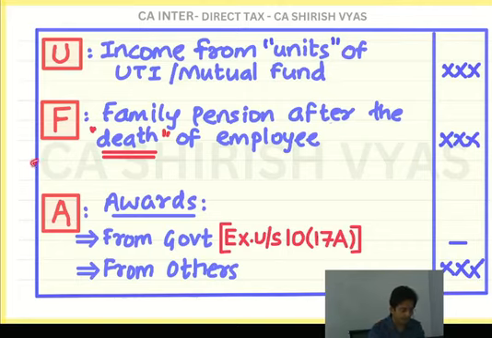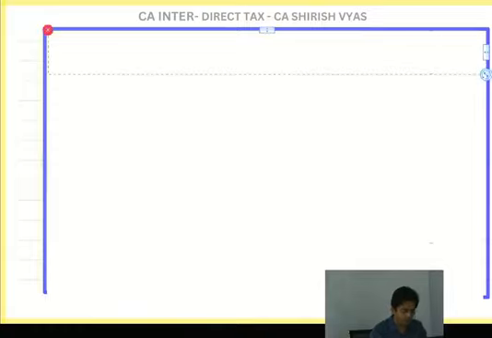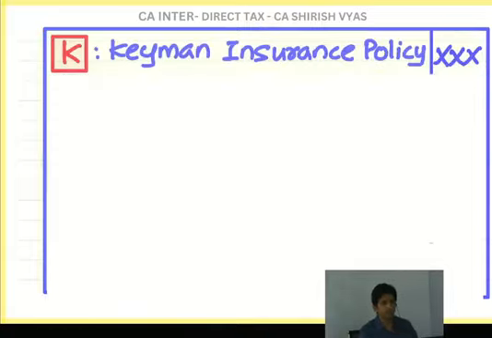After F and A, the next alphabet is K. You know what is K? Look at this. Keyman insurance policy. What is a Keyman insurance?